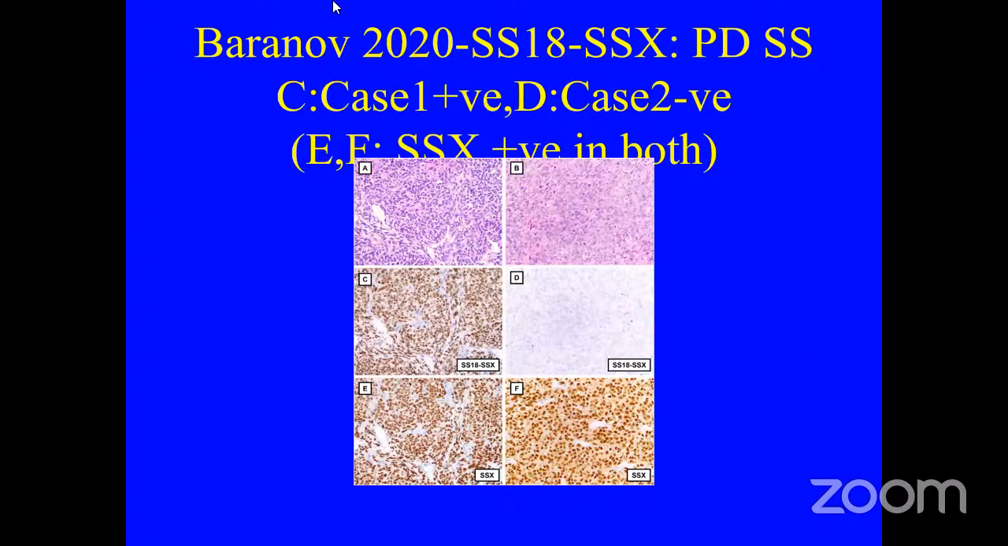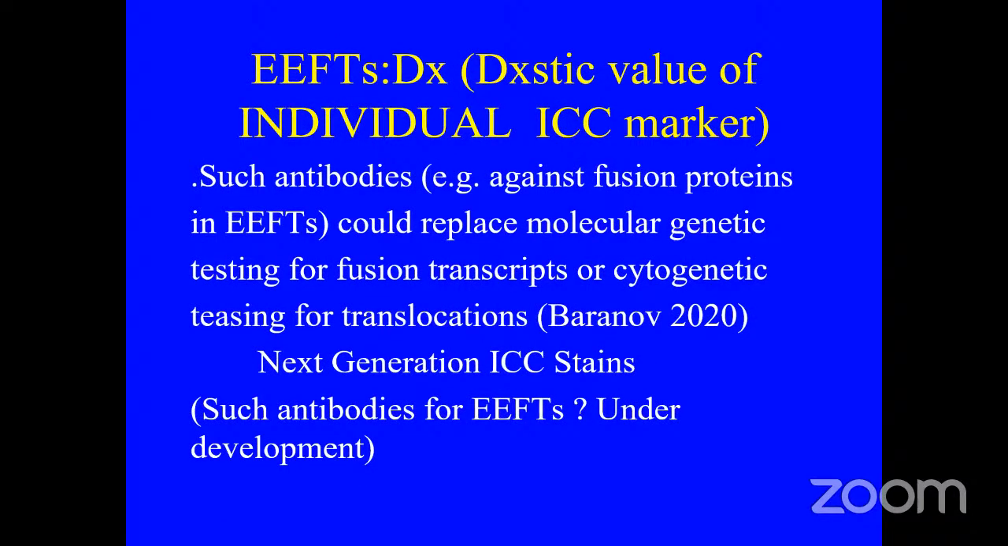This is the photomicrograph of the poorly differentiated synovial sarcoma showing SS18-SSX positivity. In this particular slide here, the other case of PDSS in this series was negative, so you can see that the sensitivity can differ, but as has been shown by these authors, it is 100% specific for synovial sarcoma. So such antibodies, it has been pointed out by these authors, could replace molecular genetic testing for fusion transcripts or cytogenetic testing for translocations. And therefore, these have been called next generation ICC markers. Such antibodies for EEFTs are not yet available, but hopefully they will become available in future.